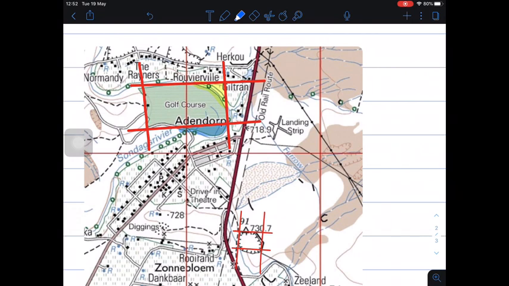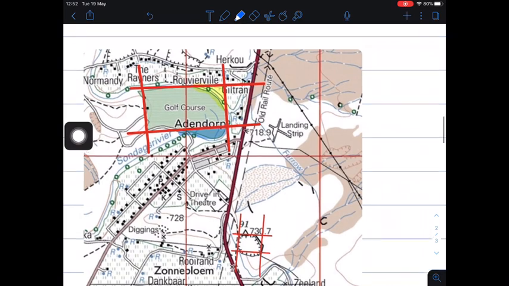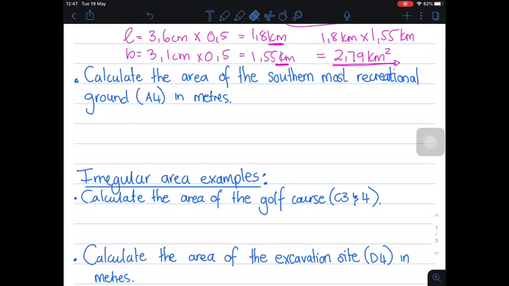When measuring this golf course now, we can measure the length of the actual box, and we can work out what the breadth is and carry on with the normal calculations. We need to convert these into reality first. The question asks for meters, and so we times by 500.